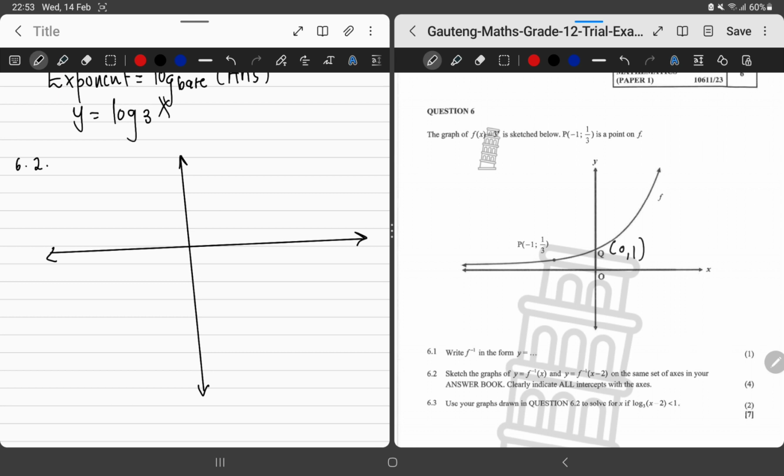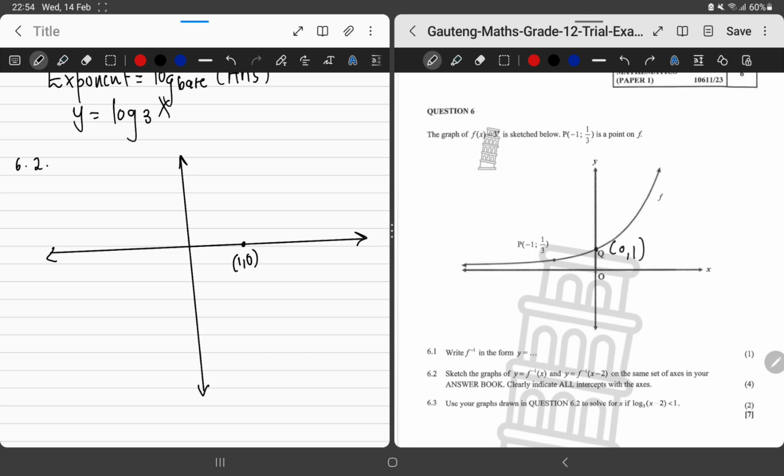Okay, for the inverse, we just interchange the values. So right now you can see that the y-intercept is (0; 1). The y-intercept of f will be represented by the x-intercept of the inverse. So the coordinates there for the inverse need to be (1; 0). So this will be (1; 0).